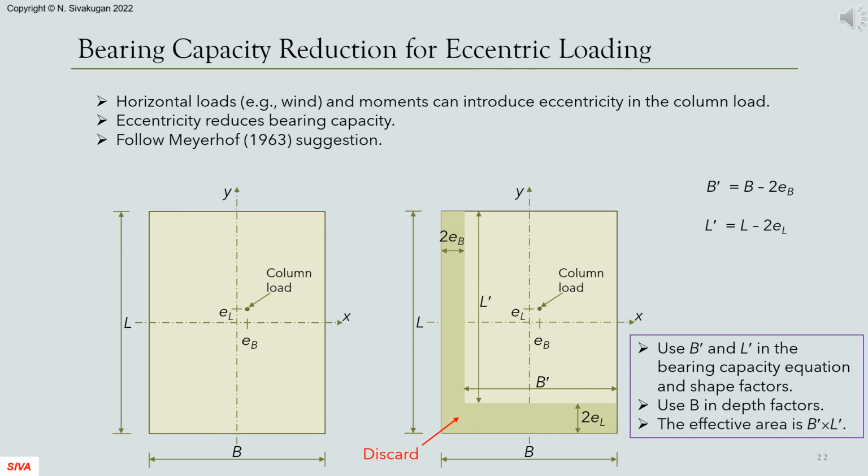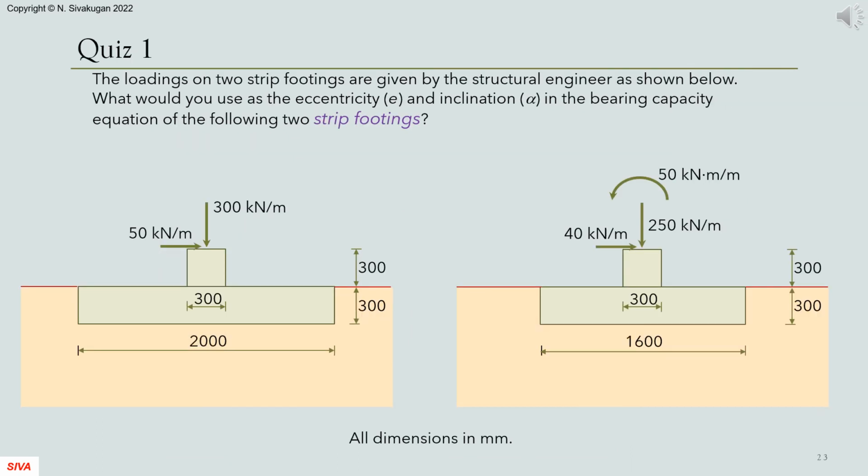When there are horizontal loads or moments, there will be eccentricities in the resultant column load. That is, the column load Q is not at the center of the footing anymore. The eccentricity reduces the bearing capacity. Meyerhof, 1963, suggested disregarding the dark yellow area shown in the figure, which makes the load act at the center of the remaining area, which is the effective area of the foundation.